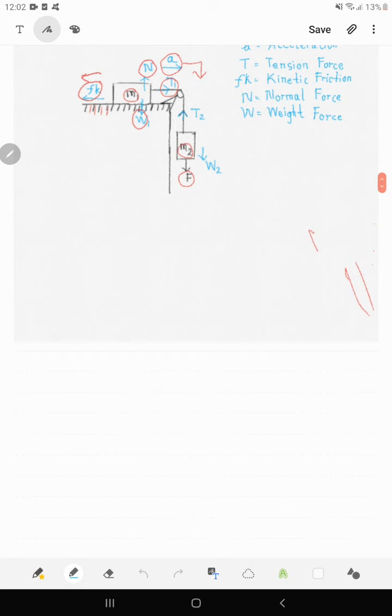Starting from the first object, we will use the formula sigma Fx equals mass times acceleration. The sigma Fx is used because the first object's forces work on the x-axis. This sigma Fx works by tension force minus kinetic friction equals mass times a, acceleration.